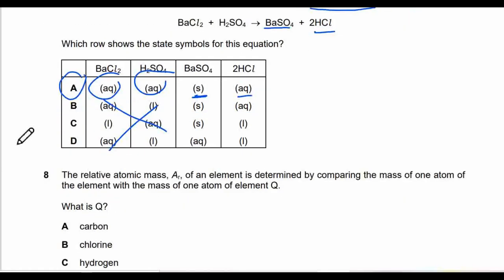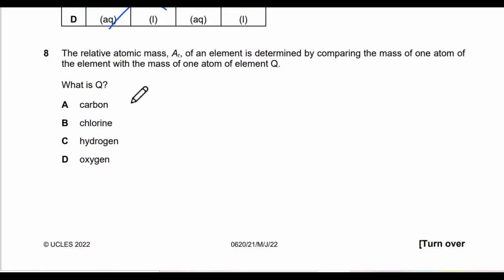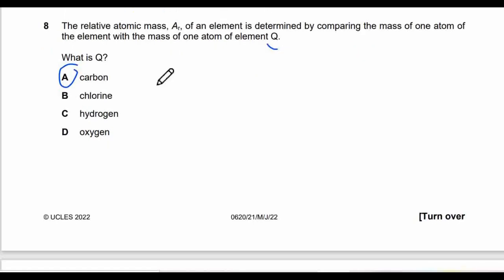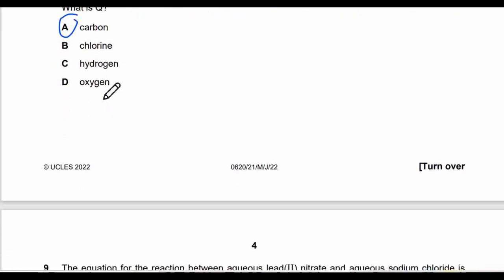Let's move on to question 8. The relative atomic mass Ar of an element is determined by comparing the mass of one atom of the element with the mass of one atom of element Q. So all atoms are compared to the element carbon. That will be our only answer. This is also the same question as in paper 1 for chemistry. So this is paper 2, and some questions are the same in paper 1 and paper 2.